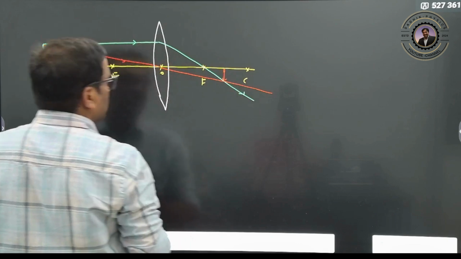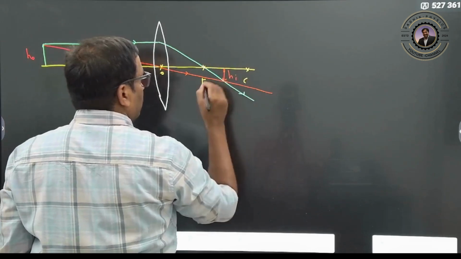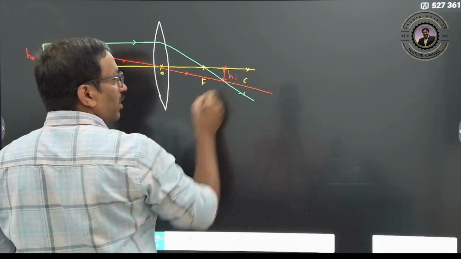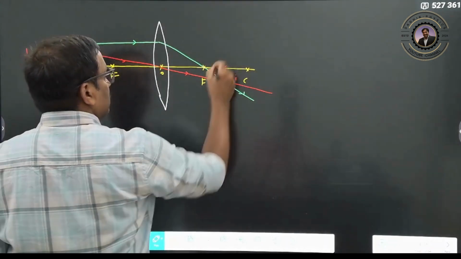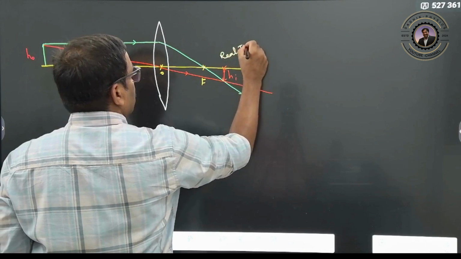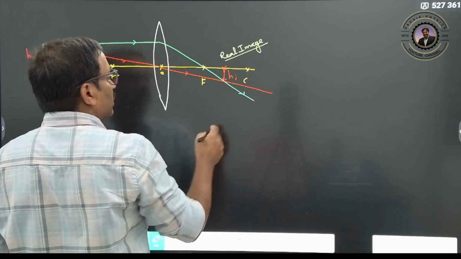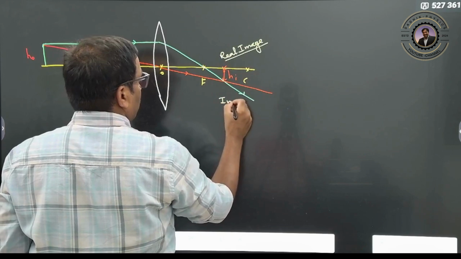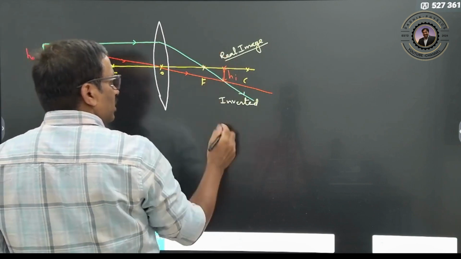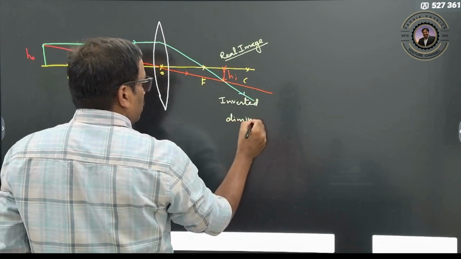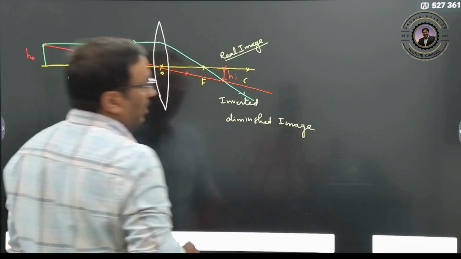Clear? How is the image there now? This is the height of the object and this is the height of the image. Where is it formed now? It is formed between F and C. But are real light rays coming? Yes, real light rays are coming and meeting. So you can call it a real image. You understand? Clear? So, real image. How is it? It is an inverted image. This height of the object is there, the height of the image is smaller. So that is said to be a diminished image: real, inverted and diminished.